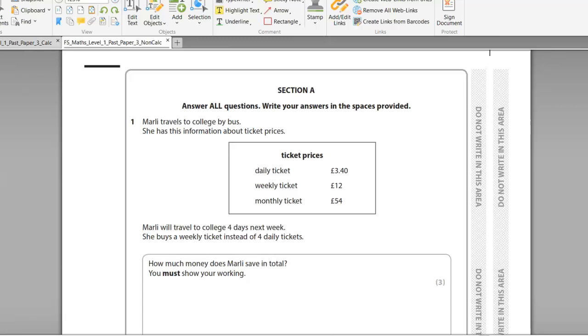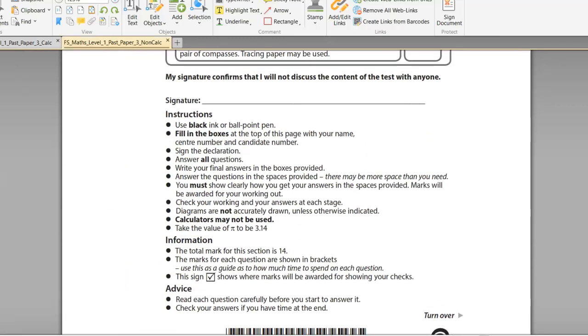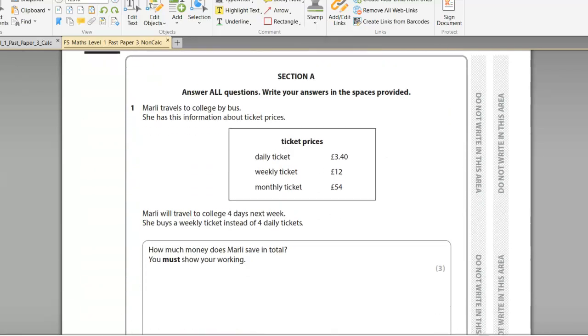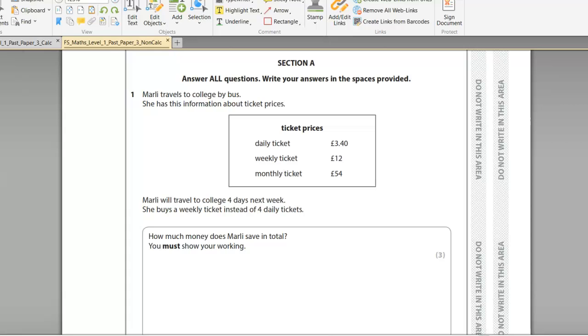Okay, so in this video, we're going to take a look at non-calculator paper 3 for level 1. And in this first question, we can see it's a money question. So we've got some money information here.